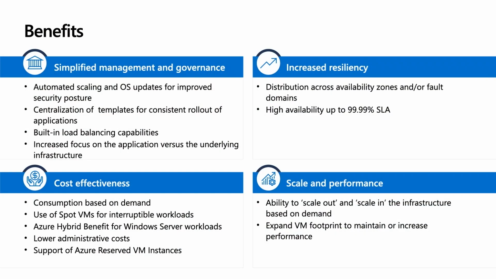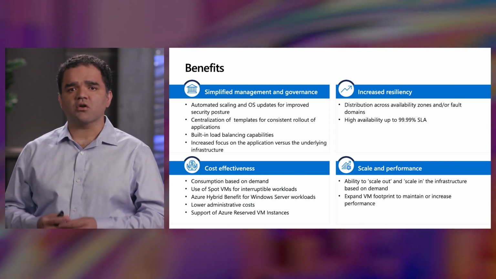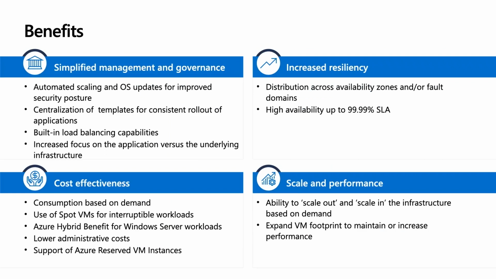VMSS takes care of most of the operational needs that you have for infrastructure, and that helps reduce your operational cost, which is very important when you're trying to build an application. VMSS also provides high resiliency by deploying VMs across availability zones and across fault domains, and gives you high SLA. VMSS scales out seamlessly for you to meet your workload needs and demand using your metrics, and does that instantaneously.